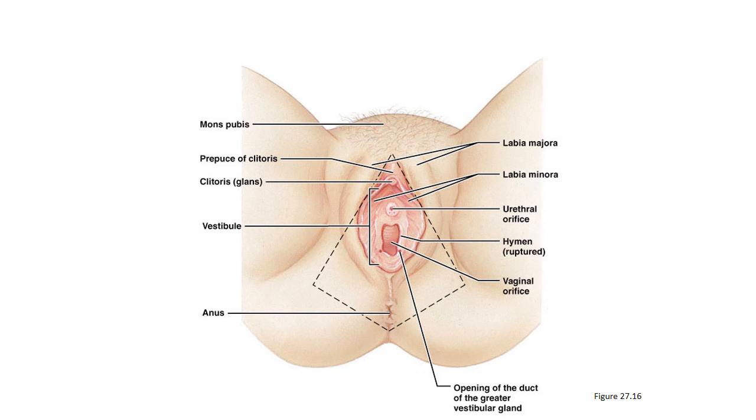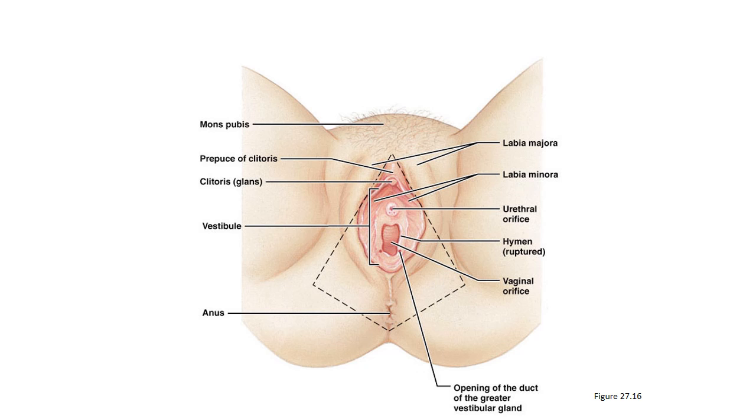the vaginal orifice are the ducts, or the opening of the ducts of the greater vestibular glands. The greater vestibular glands are homologous to the bulbourethral glands in the male reproductive system, so they will secrete a mucus during sexual arousal and intercourse, which aids in lubricating the vaginal orifice.